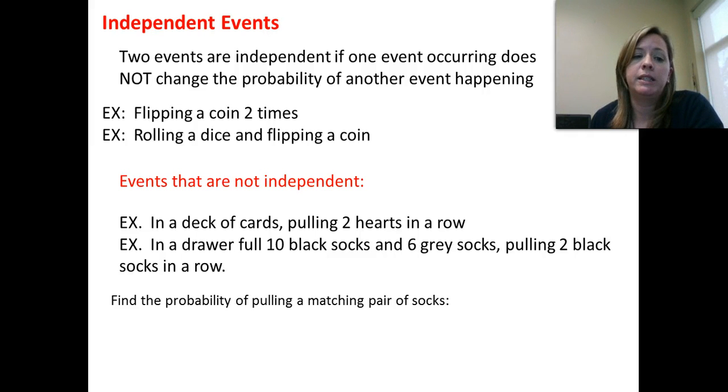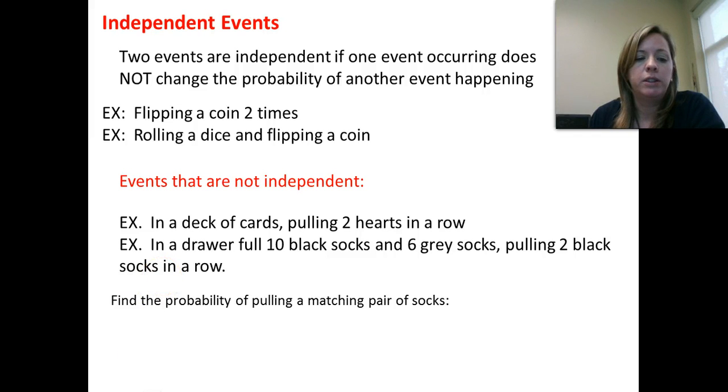Another example is if you have a drawer of 10 black socks and 6 gray socks, the probability of pulling 2 black socks in a row. Those would not be independent events because as soon as I pulled that first black sock out of the drawer, now there's only 9 black socks left to choose from, and so the probabilities will change.